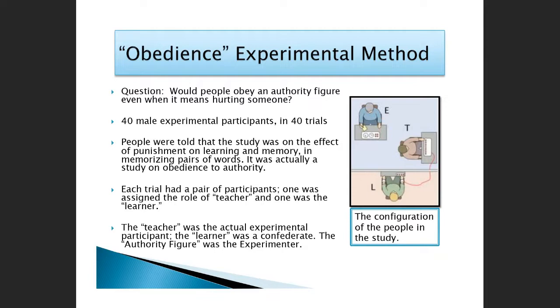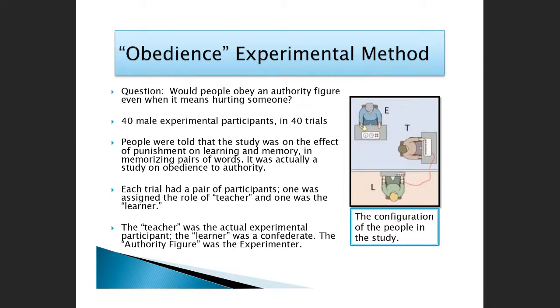And one person was assigned the role of teacher. The other person was assigned the role of learner. But the teacher was the actual experimental participant. So that was always rigged. I guess they did a coin toss or something, but the teacher was always the experimental participant. The learner was a confederate of the experimenter. So by now you should know that confederate means like an ally or a helper of the experimenter.